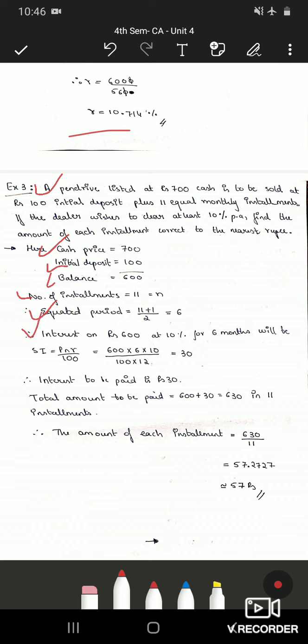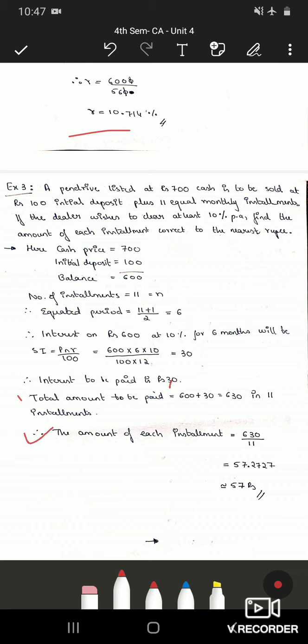Therefore interest on rupees 600, that is interest on the balance at 10% per annum for 6 months will be, so substitute in the formula of simple interest, so it will be 30 when you simplify, divide it by 12 because we are taking months. So you will get interest as rupees 30. Now what is the total amount to be paid? You have to pay the balance, which is 600. Along with that you have to pay 10% interest on the balance, so that is 30 rupees. Therefore in all you have to pay 630 rupees in 11 installments.